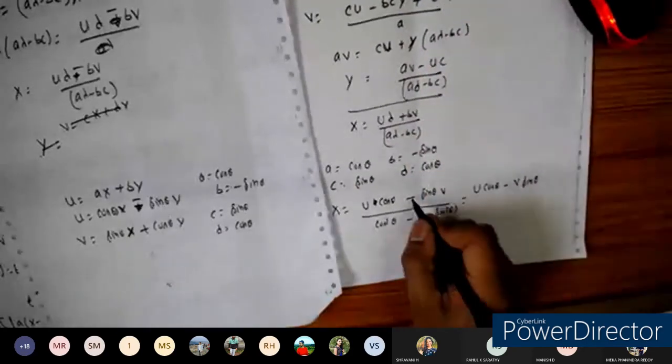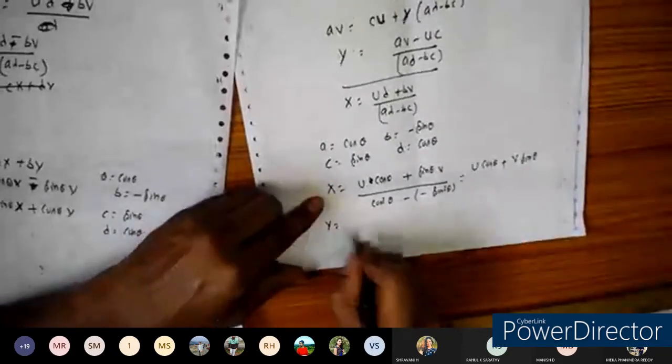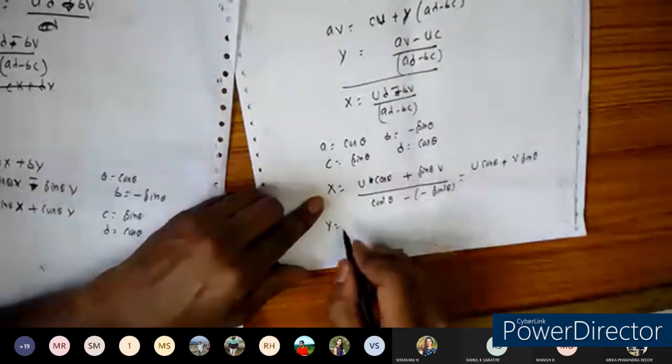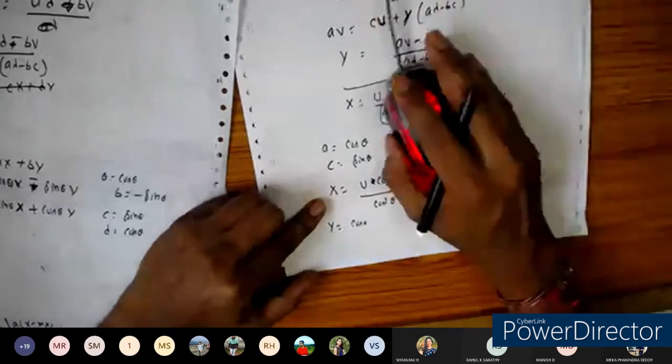So minus into minus will become plus here. So this becomes u into cos theta plus v into sin theta. Similarly, the value of y is equal to, so this is minus here, a into v. So a is nothing but cos theta.